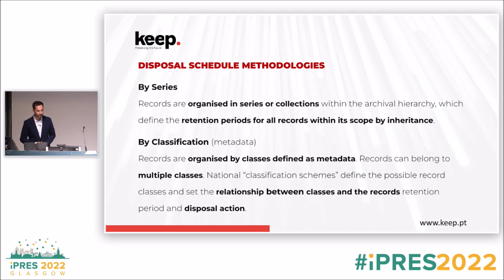On the other hand, the Portuguese National Archives, which define the rules for retention for all public institutions within Portugal, define a very different strategy. They do this by classification on metadata. So they define here a classification scheme, a national one. Records can belong to multiple classes, and depending on the classes they belong to, they define the retention period and disposal action they need to incur. So it's an orthogonal organization to the archival hierarchy, which is defined by institution.